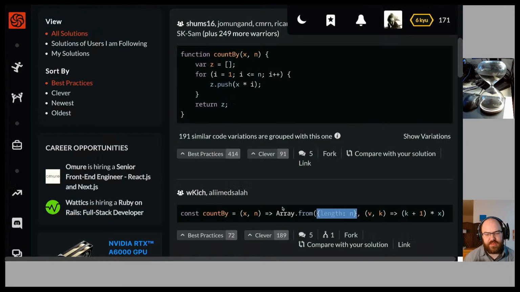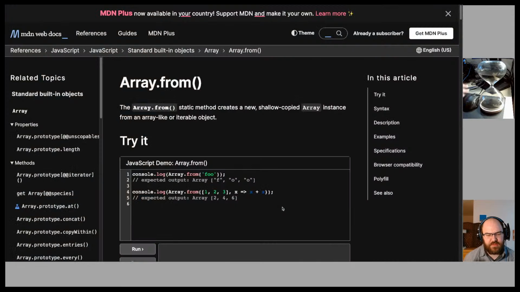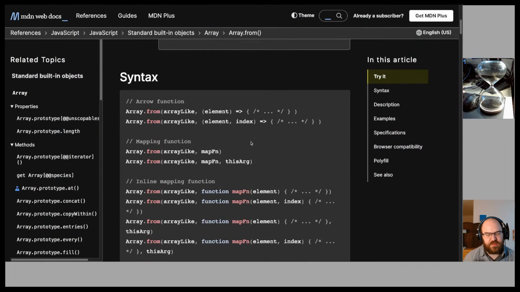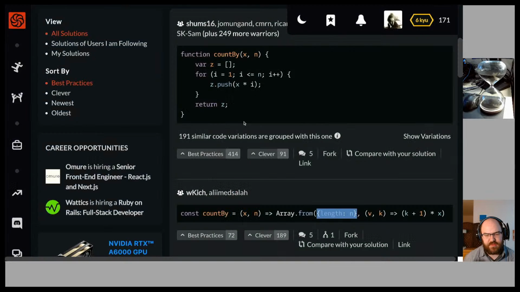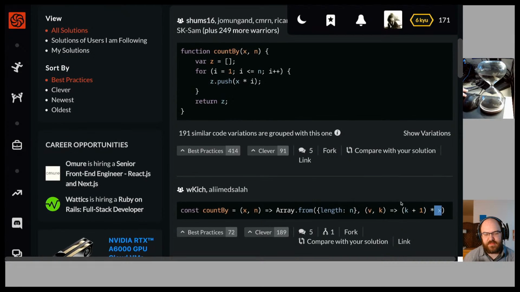Oh, and you know what? This is probably element and index. Okay. v for element, k for index. Index plus 1 times x. Huh. That's kind of neat. I'll give that a clever.